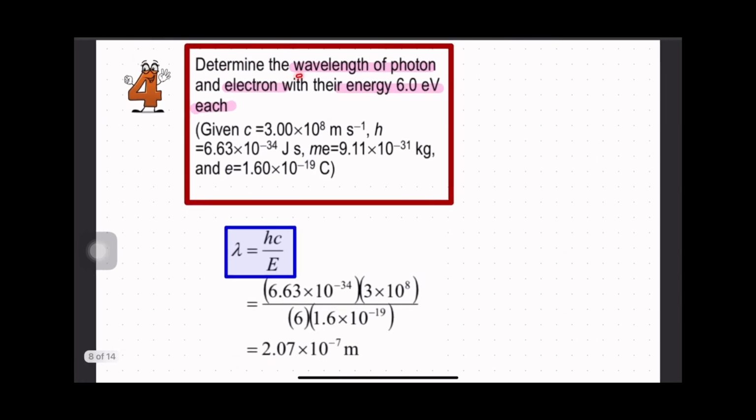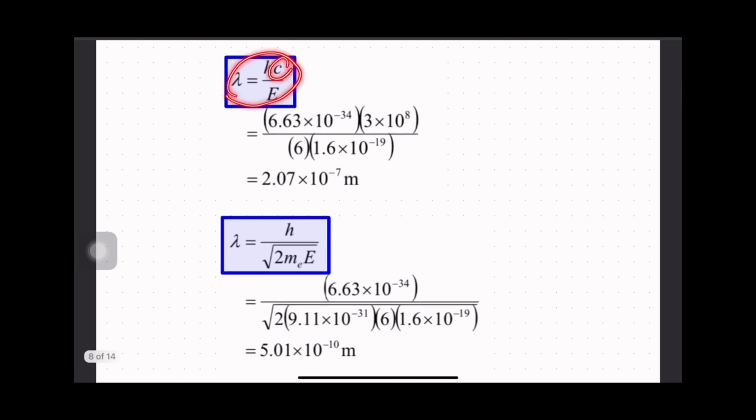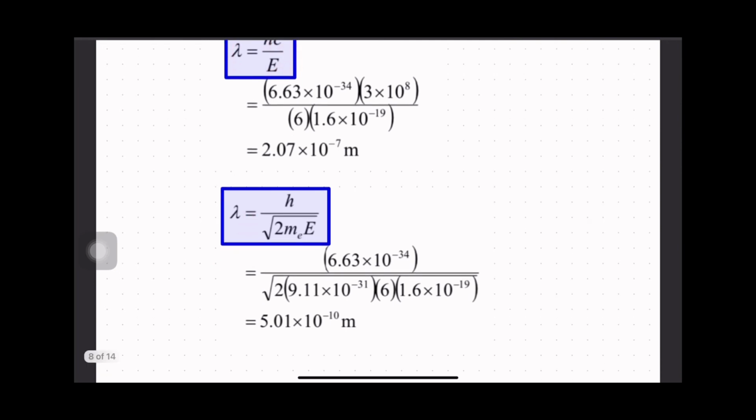Okay, next they want us to find the wavelength of electron with their energy of 6 electron volt. So when you want to find the wavelength of electron, you have to use the formula for electron. Because electron has its own energy, its own velocity, its own speed. So you cannot use hc over E like the photon. Photon is special, it has c. Okay, for electron you can't. So for electron we have to use this longer formula. Wavelength is equal to h over the square root of 2mE. Okay, E here is the same as K, kinetic energy. Okay, you see? This is the mass of electron, and E is the kinetic energy.